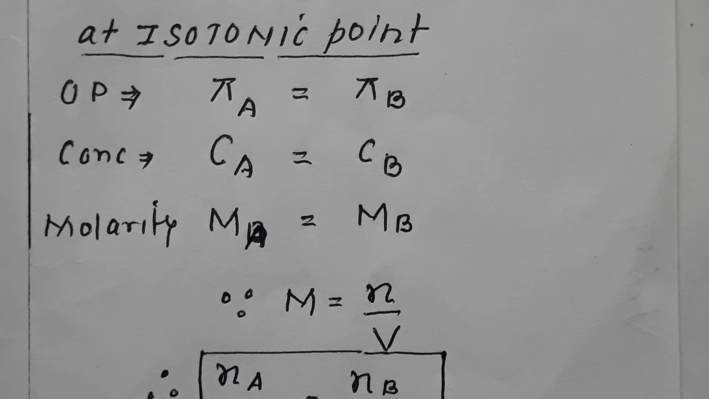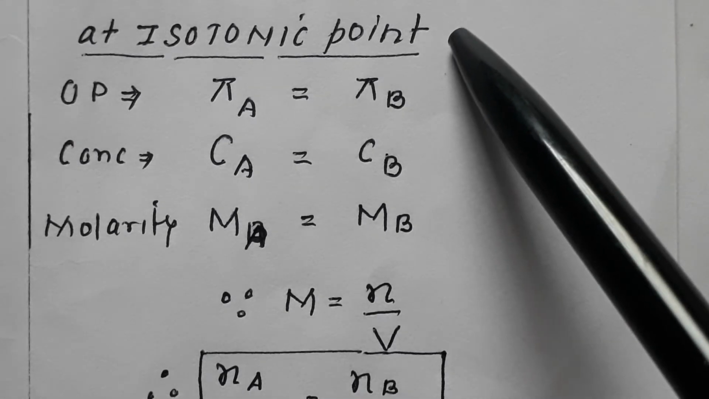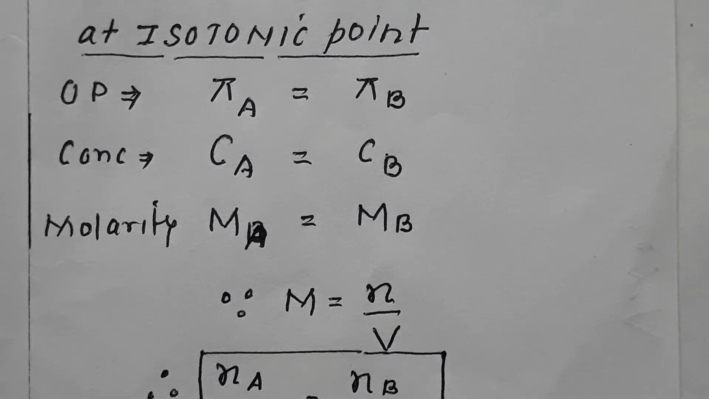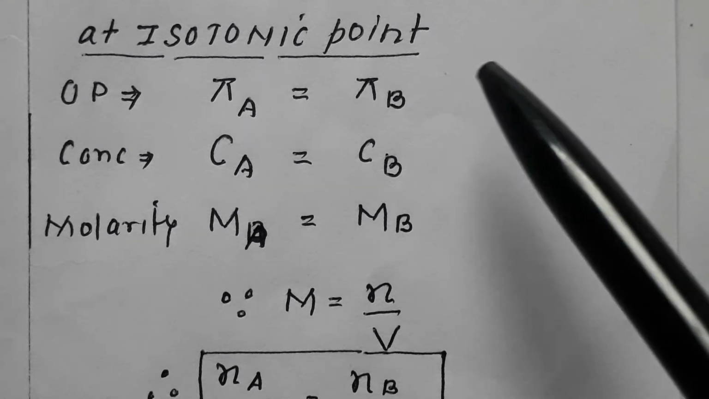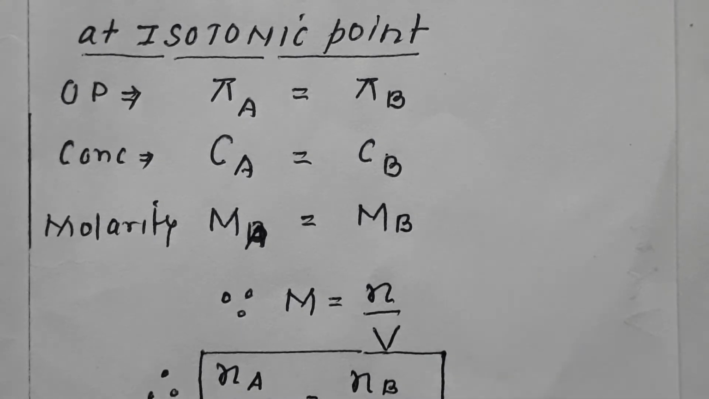Let's deal with a very important topic in solution, especially in the topic osmosis, and that is the isotonic point. What is isotonic point? As we have already discussed in the previous video, isotonic point is the point at which the concentration of two solutions across the semi-permeable membrane becomes same.